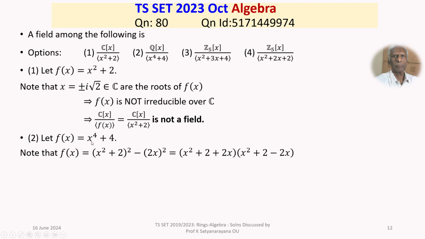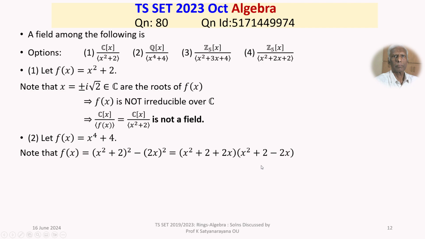f of x is x to the power of 4 plus 4. Then it is written as x square plus 2 whole square minus 2x whole square. It is adjusted, so you apply a square minus b square, that is a plus b into a minus b. You get these two factors. So f of x is written as g of x multiplied by h of x, where the degrees of the polynomials g of x and h of x are strictly less than the degree of f of x. Therefore, it is reducible. It is not irreducible.